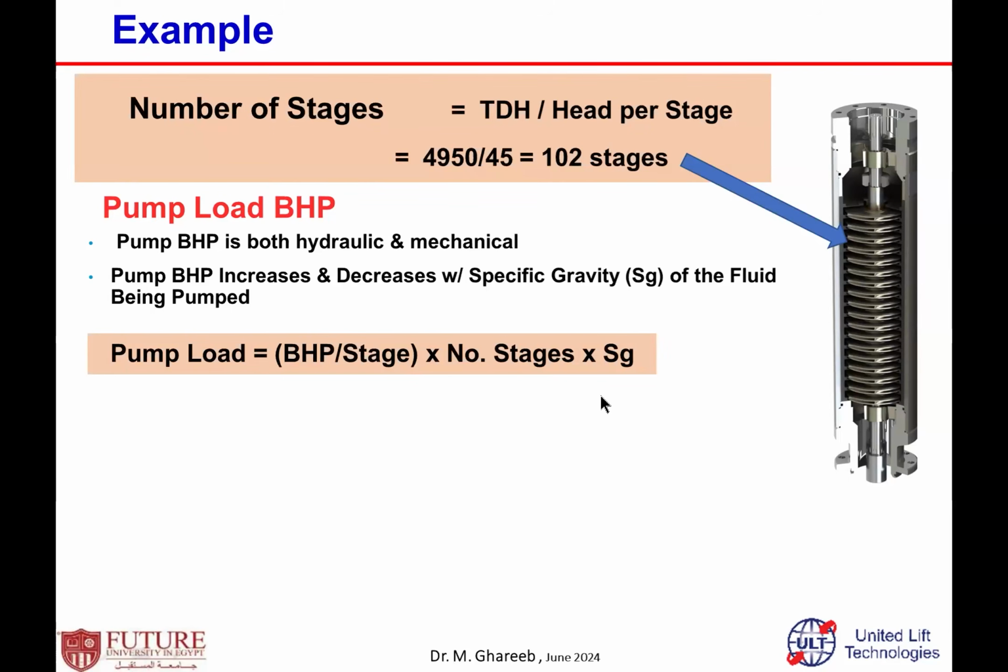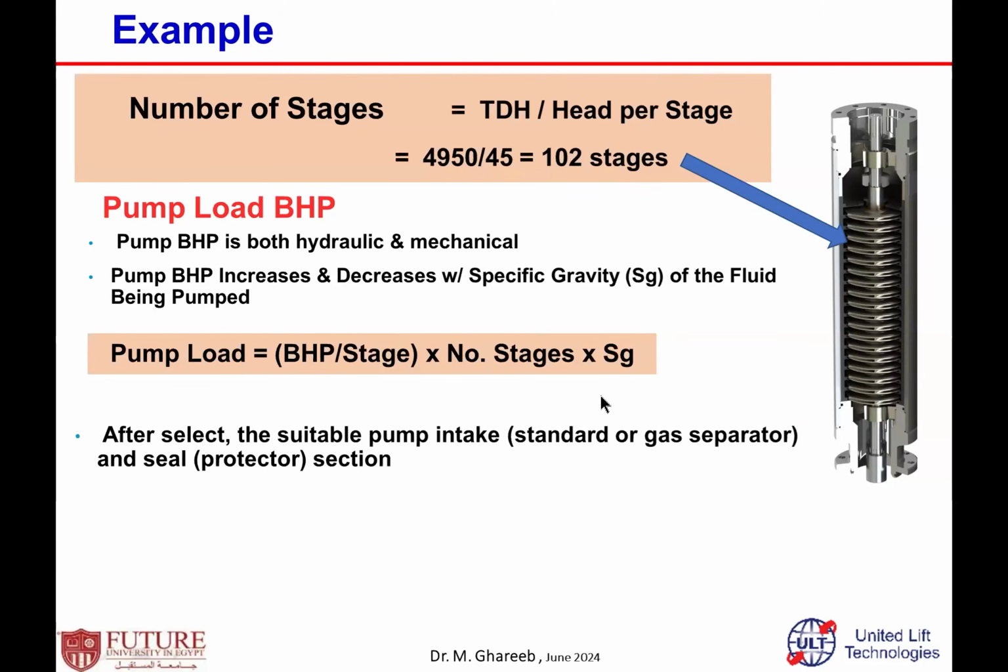I have to consider the worst case. For example, this well is currently producing clean oil, only oil, with API 45 degree. But I expect after 6 months or 1 year that the water cut may reach 25%, 50%. How much is the specific gravity of the water, and how much is the average specific gravity of the lifted fluid, and so on.